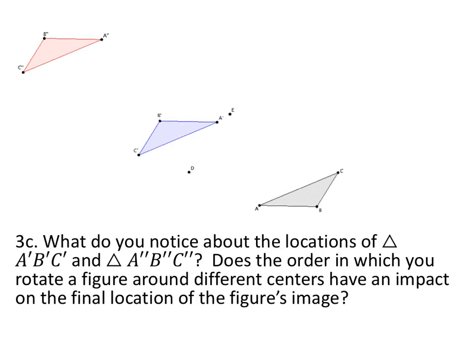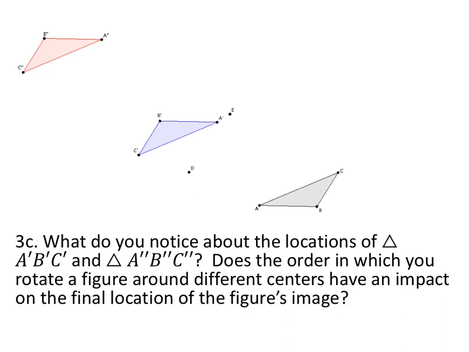What do you notice about the locations of triangle A prime, B prime, C prime, and A double prime, B double prime, C double prime? What does the order... We want you to answer both of these questions. Does the order in which you rotate a figure around different centers have an impact on the final location of the figure's image? Take a couple minutes, talk about that with your partner, and write a sentence about these two questions.